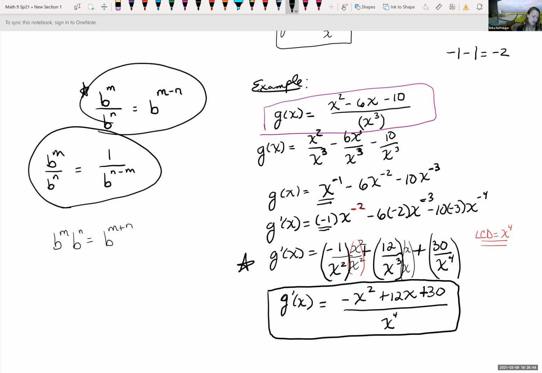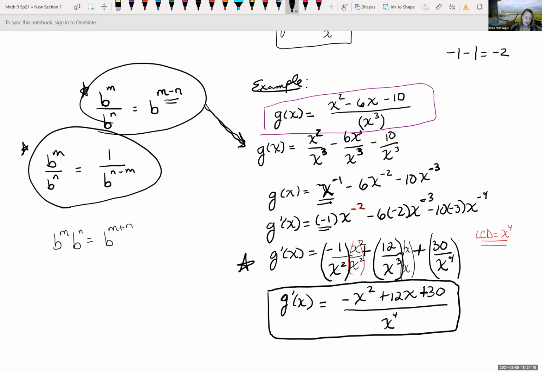The first time I was using the one with a star to rewrite g of x as multiple fractions. That's really from this step here. Once I rewrote g of x as multiple fractions, I was using this rule so that I can bring my variable x up into the numerator, subtracting the exponents there. But actually, the other one I did not use in this problem.